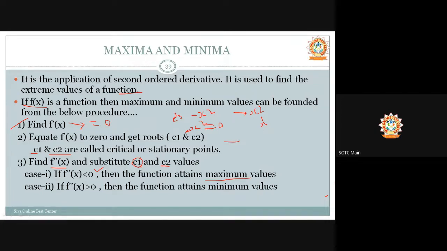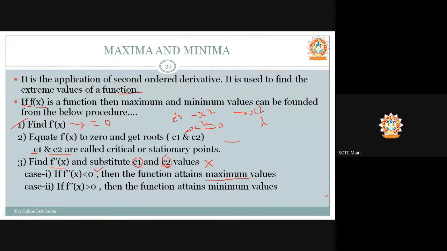I am not saying that this is the maximum value. At the point where you substitute c1 or c2, whenever you substitute c1 and c2 in f double dash of x, when it is less than 0, at that point this function is attaining the maximum value, and if it is greater than 0, at that point this function will be attaining the minimum value, right? So this is the standard procedure, but you can skip this third step if you are very clear about maximum and minimum values.